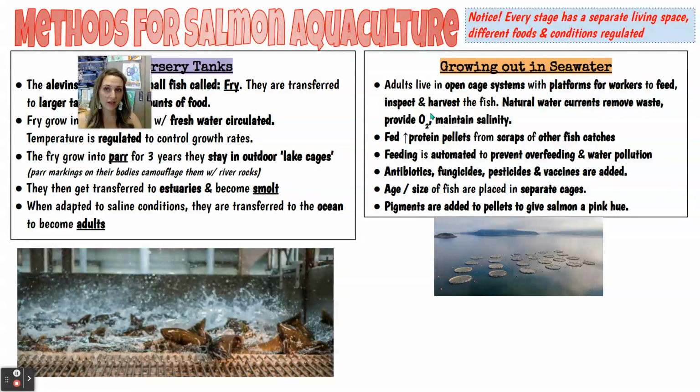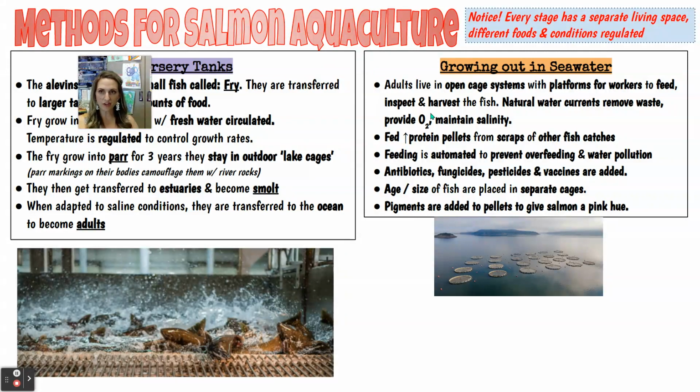The adults live in open cage systems, so you have some freshwater flow. There are platforms for workers to feed them, inspect them, and harvest them. Natural water currents will remove waste and provide oxygen. They will also help maintain salinity. They're fed high-protein pellets from scraps of other fish catches. So that is way more sustainable.